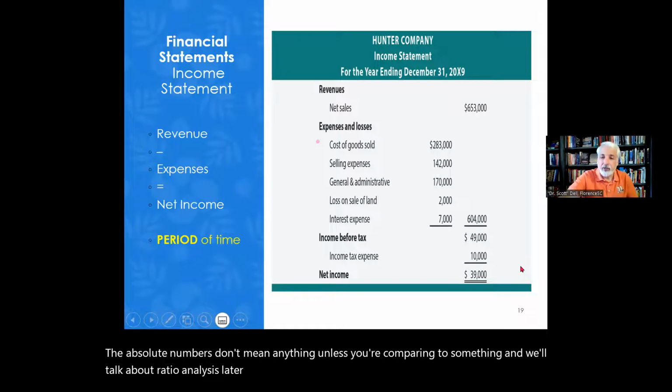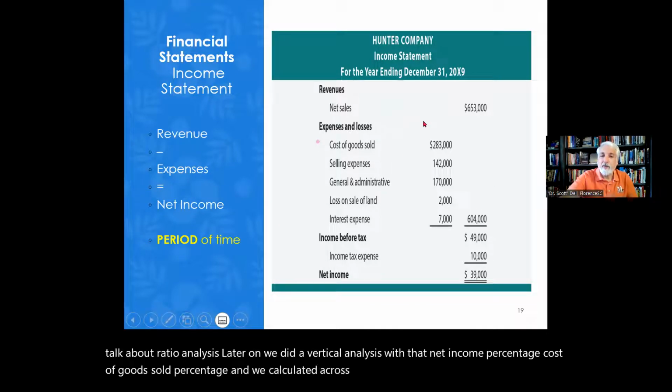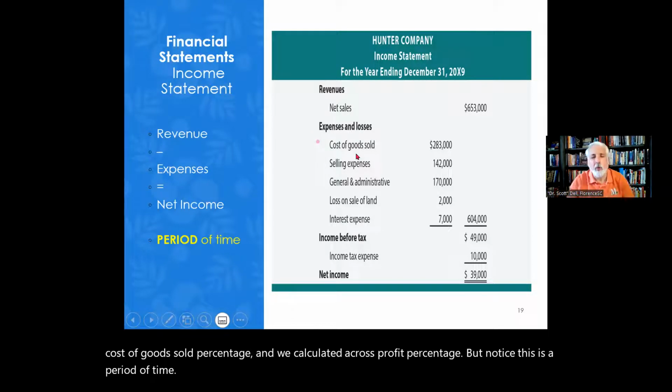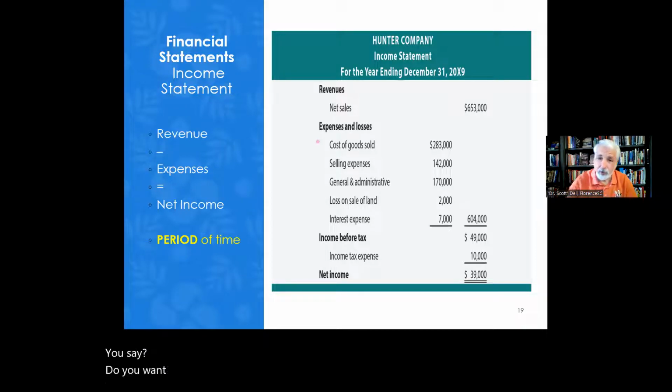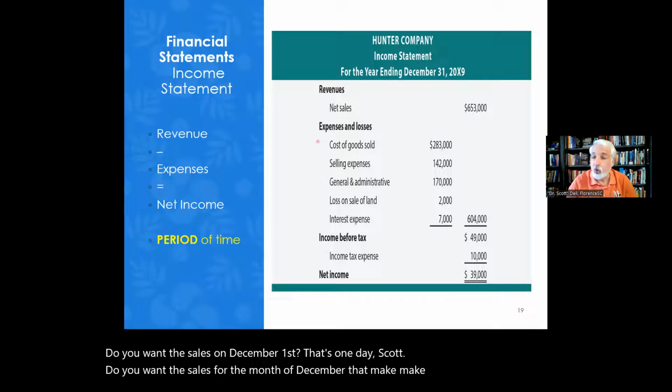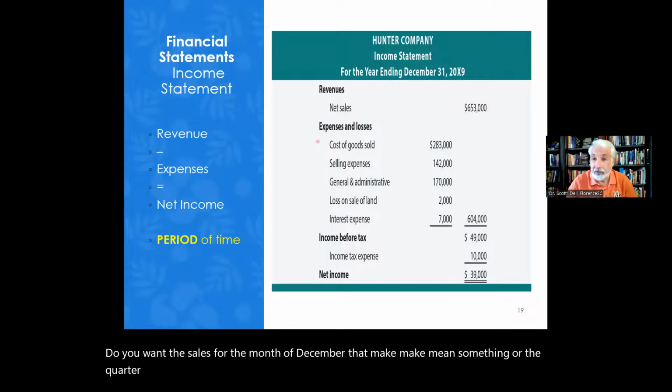We did a vertical analysis with that net income percentage, cost of goods sold percentage, and we calculated gross profit percentage. But notice this is a period of time. What do you mean a period of time? Well, what happens if I asked you, what are my sales for December 1st? You say, well, do you want the sales on December 1st? That's one day, Scott. Do you want the sales for the month of December? Oh, that may mean something. Or the quarter ending December, or the year ending December.